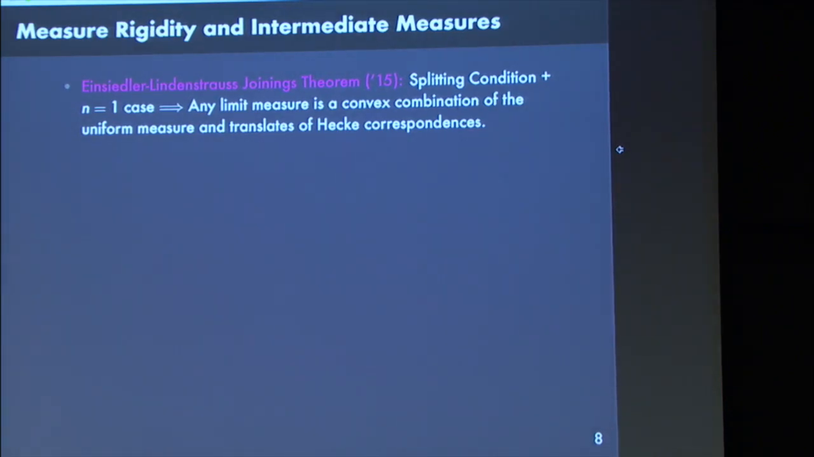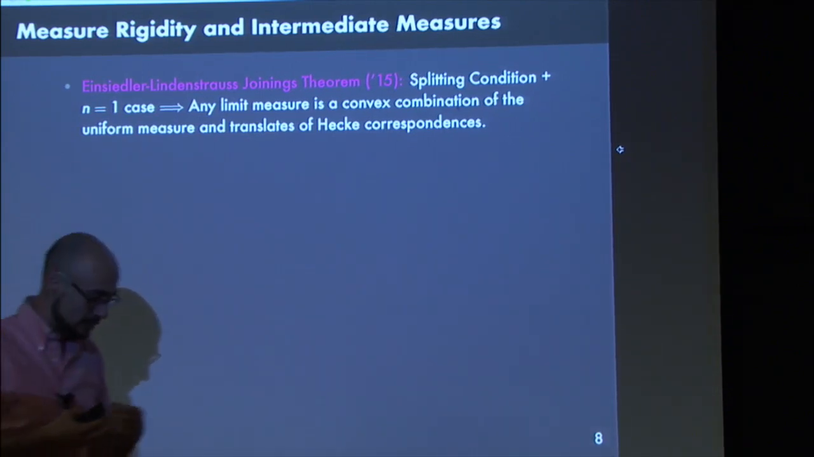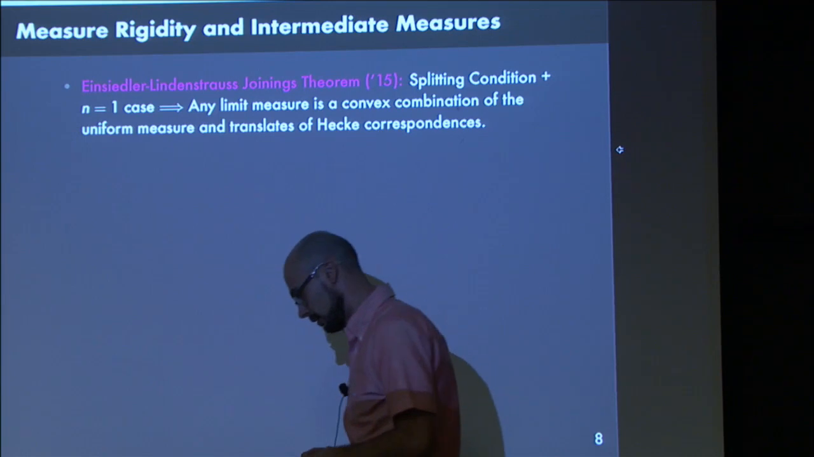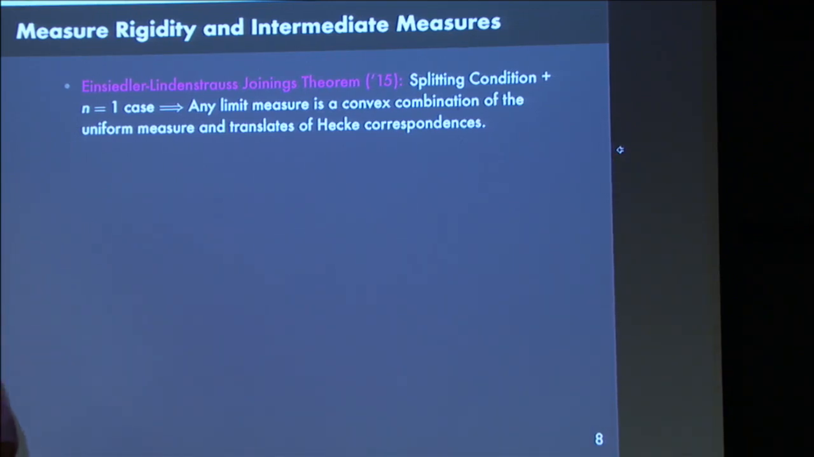So, okay, I have 2 minutes, so I can say something. How do we attack it? Let's start with something that was already known. Essentially, Einsiedler and Lindenstrauss proved the joinings theorem for toral actions, very much motivated by this problem.